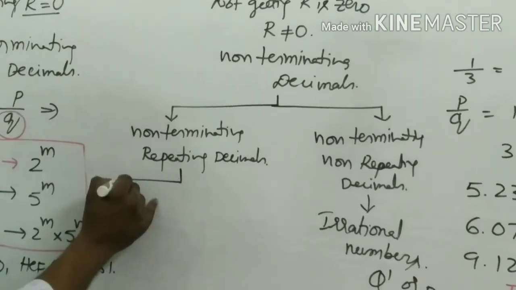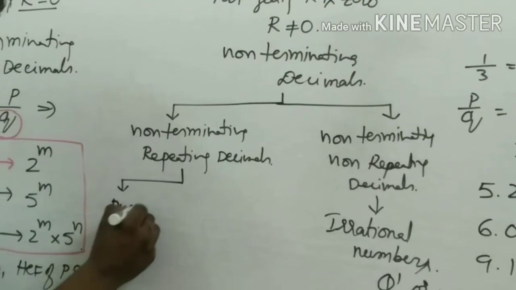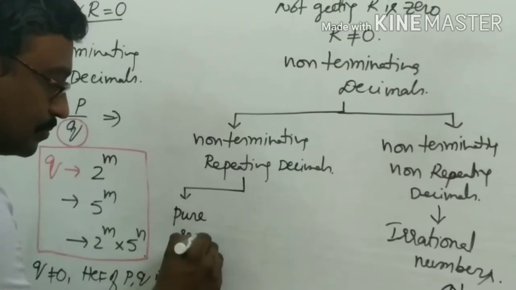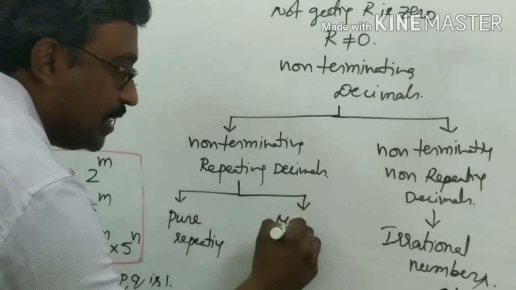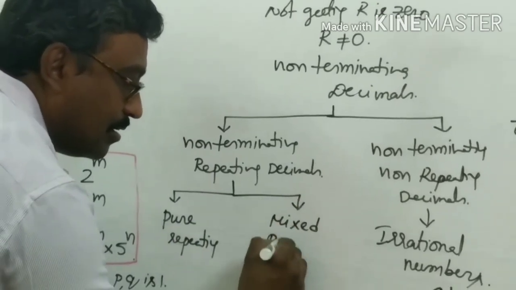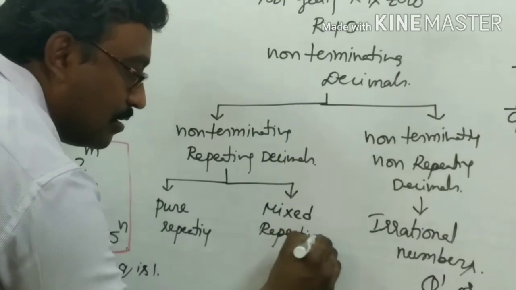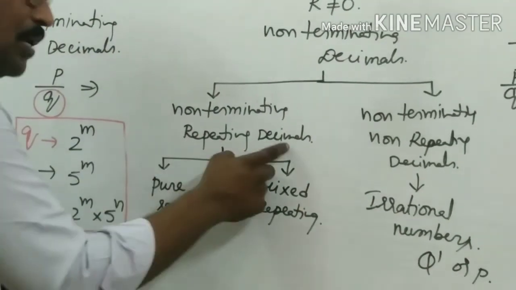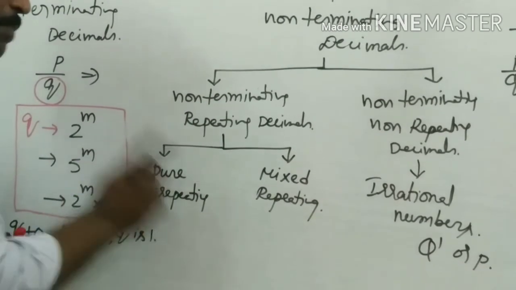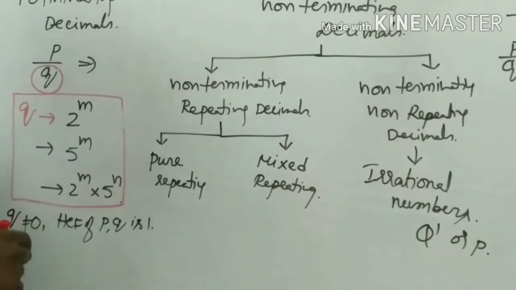So here there are two types: one is pure repeating and the other is mixed repeating. So non-terminating repeating decimals are of two types, pure repeating and mixed repeating.